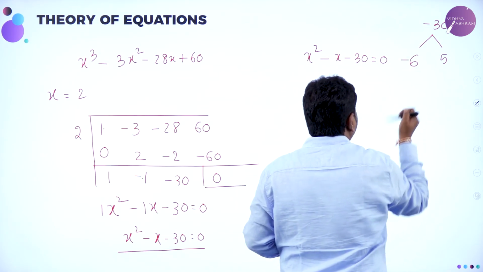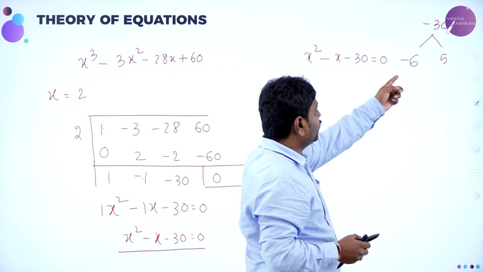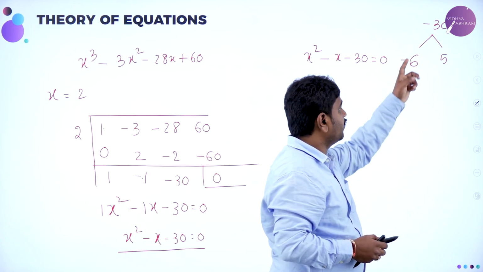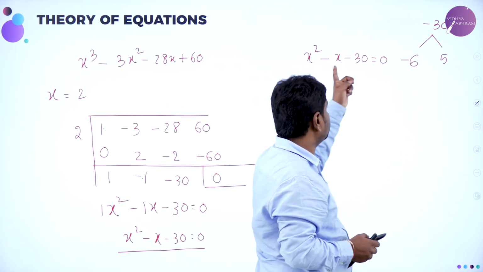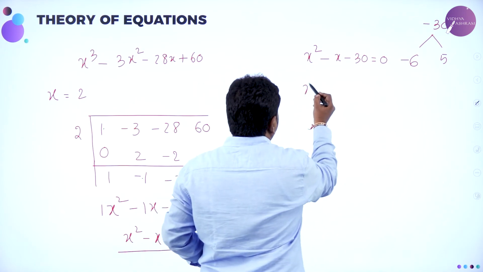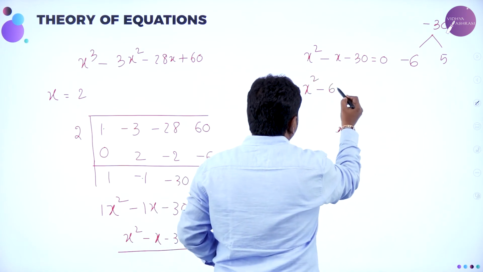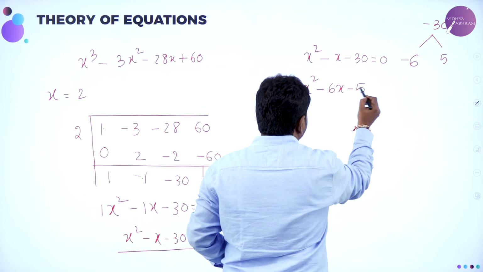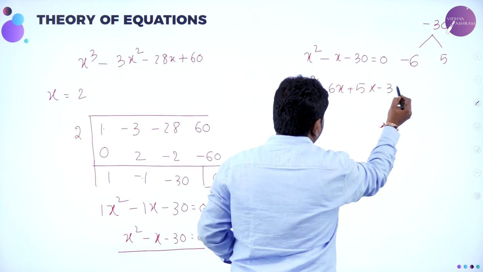So larger number take minus. If I multiply minus 6 into 5, it is minus 30. If I add minus 6 plus 5, it is minus 1. So now x square minus 6x plus 5x minus 30 is equal to 0.